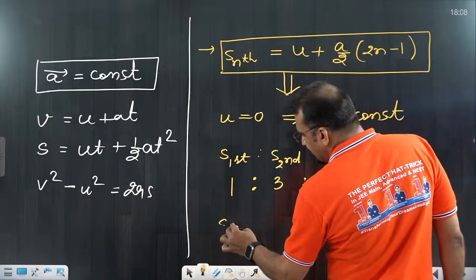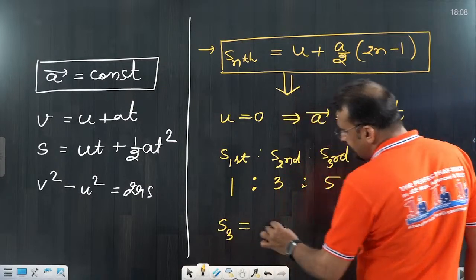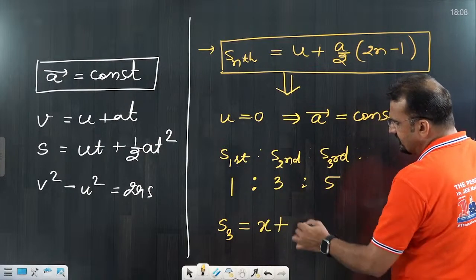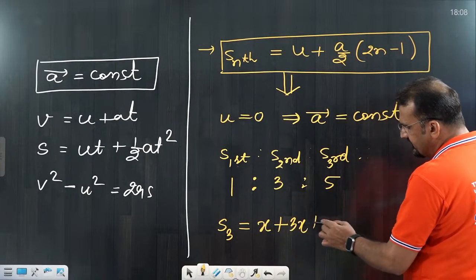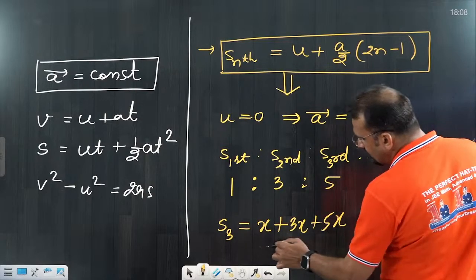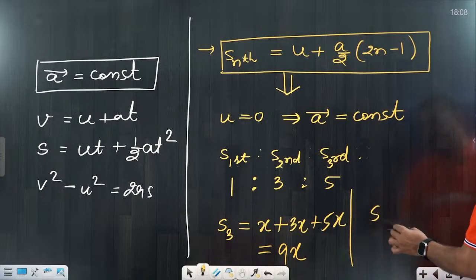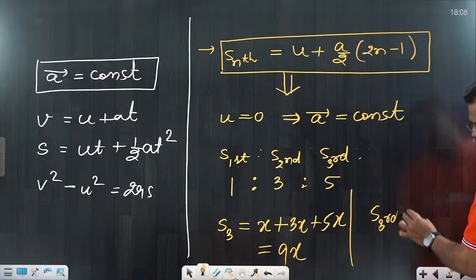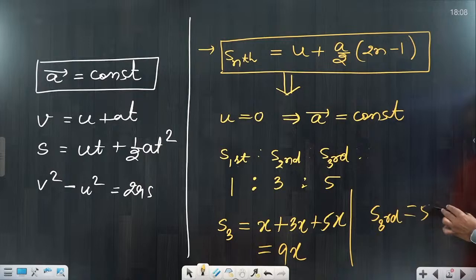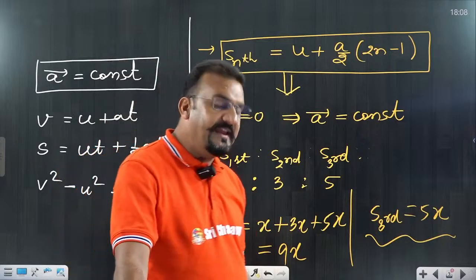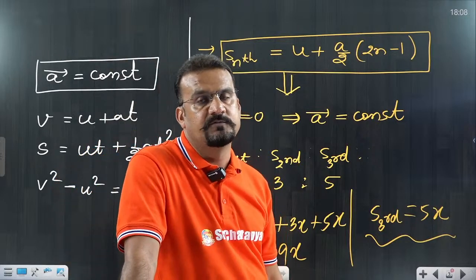So what was my question? If someone asks distance covered in 3 seconds, 3 seconds means in first second what is covered? X. In second second that is covered is 3x. In third second 5x, that is going to be 9x. And if he is asking distance covered in third second, then this is going to be 5x. I think you are getting this, and this is the common language of the examiner in NEET exams. Be very careful while solving these types of questions.